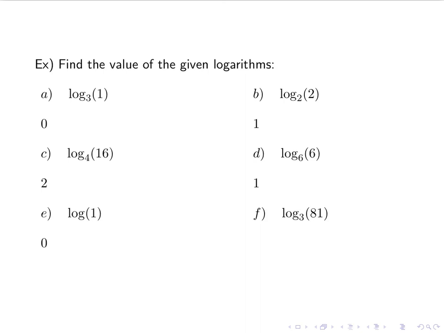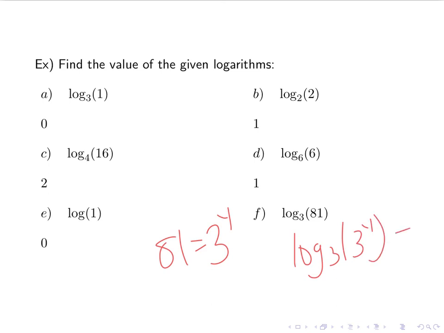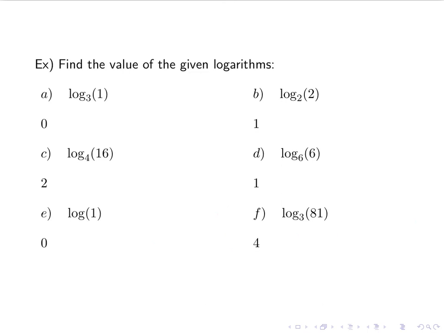And then our last one, log base 3 of 81. Again, 81 is not 1, so it's not property 5. And it's not my base, so it's not property 4, but it is a power of my base. So 81 is 3 to the 4th. So I'm looking at log base 3 of 3 to the 4th. And again, that is just my exponent. It's a terrible looking 4. So I get that it's 4.